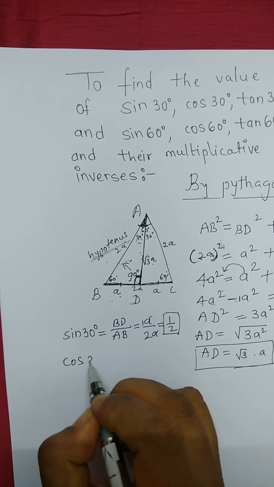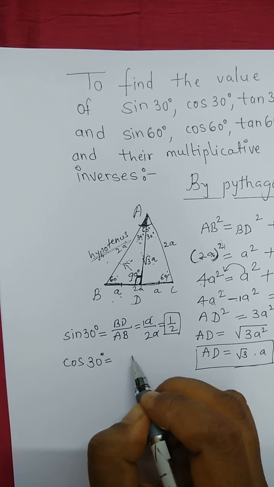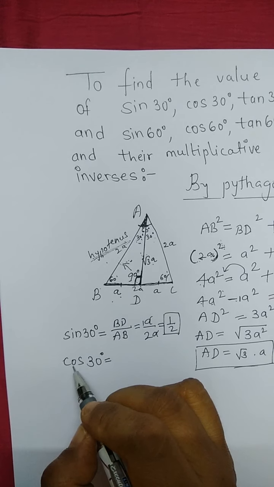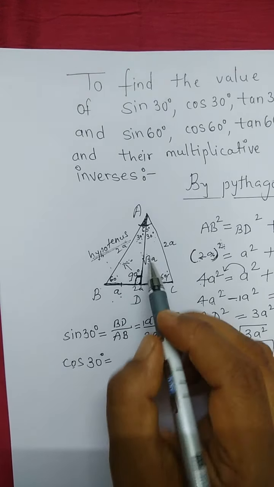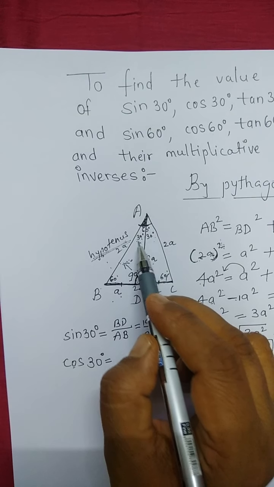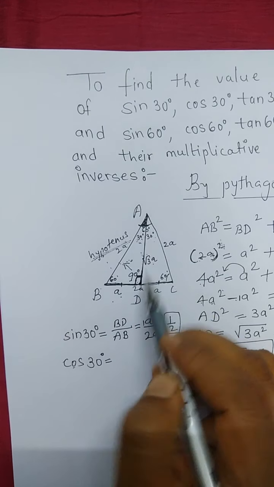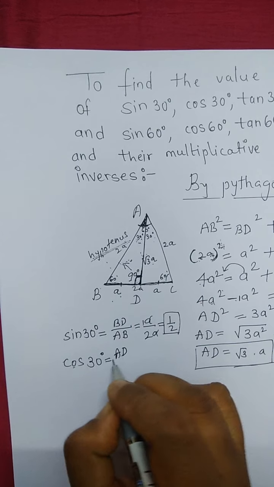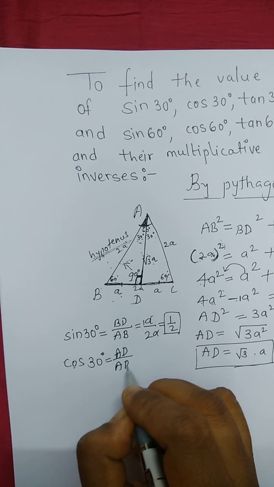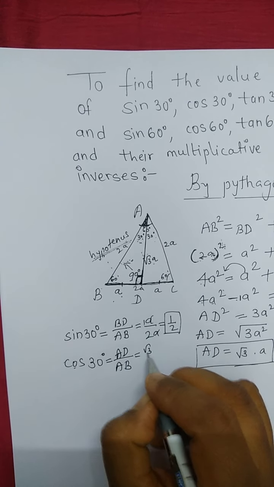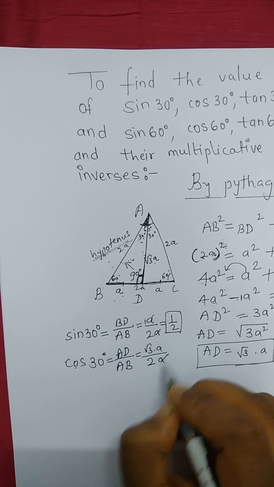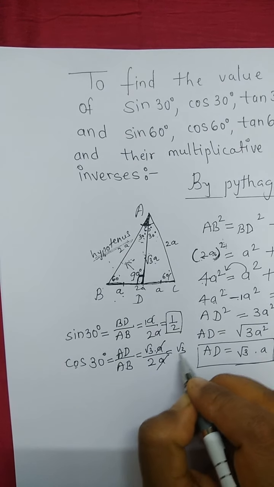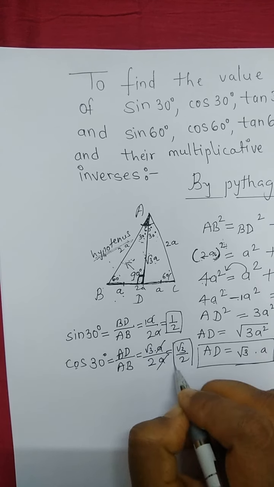Cos 30 degree. Cos is the ratio of adjacent side to hypotenuse. So what is the adjacent side of 30 degree? This AD. AD upon hypotenuse is AB. So AD is root 3 into a upon hypotenuse is 2a. So a a cancel, we got root 3 by 2.